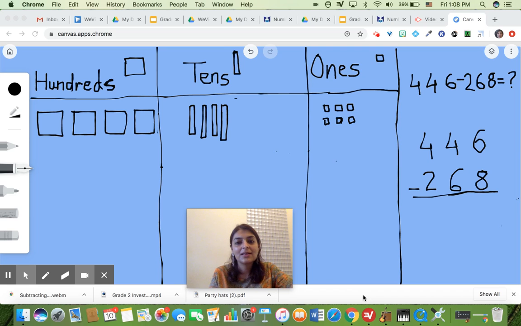Hello, students. Well, this week we are learning how to subtract with regrouping in hundreds, tens, and ones. So I'm going to give you an example. I have taken two 3-digit numbers.